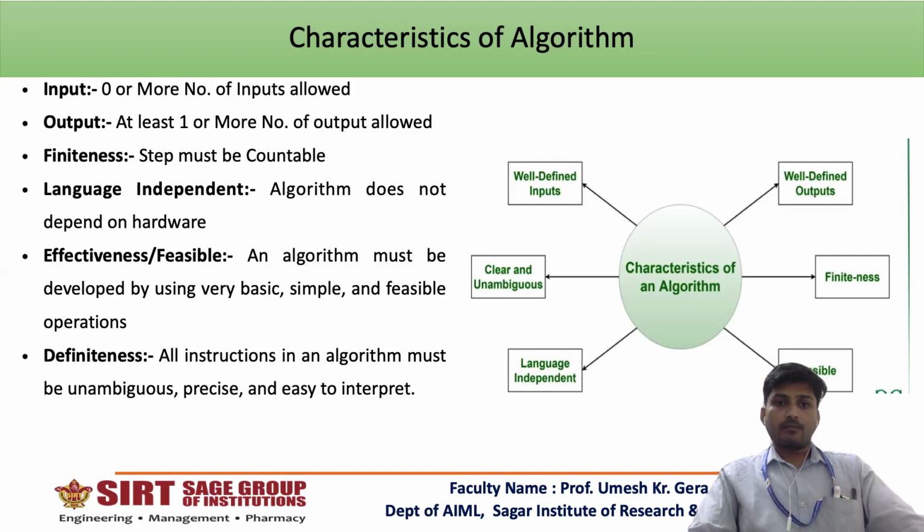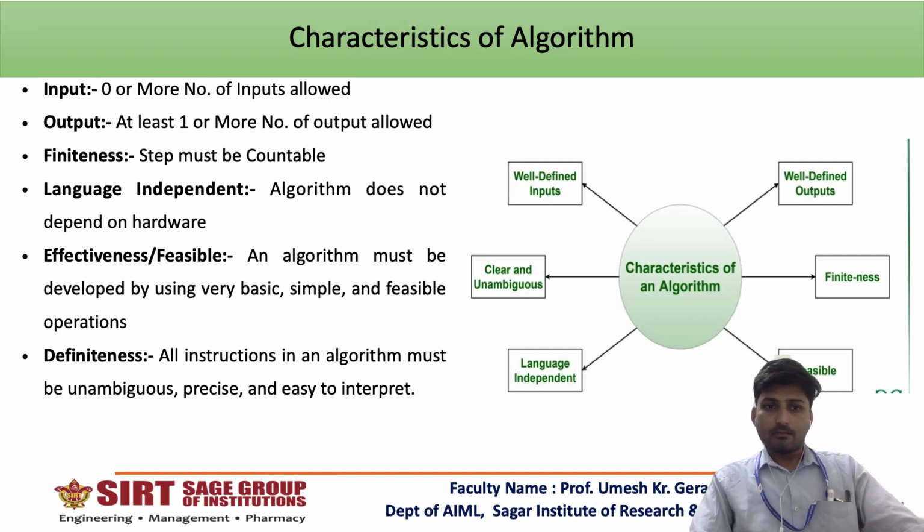And the fifth one is feasibility and effectiveness. An algorithm must be developed using very basic, simple and feasible steps. The meaning of effectiveness is that whenever you write some statement in an algorithm, it is very simple and meaningful. It cannot be ambiguous. Otherwise, if it is ambiguous, we cannot say that this is effective. The last one is definiteness. Definite means all the instructions in an algorithm must be unambiguous, precise, and easy to interpret or understand. So this is the fundamental characteristic of algorithm.